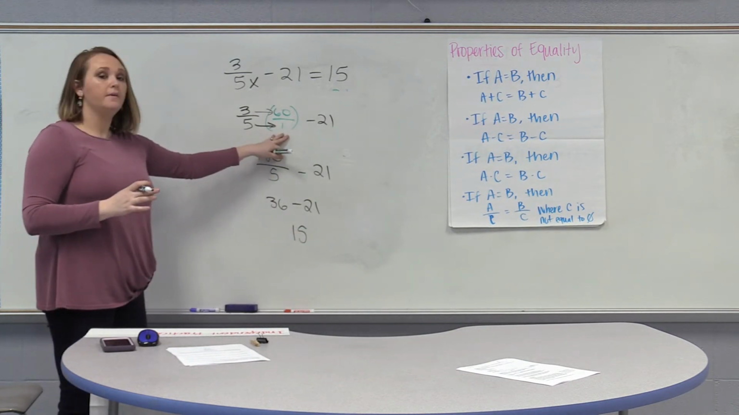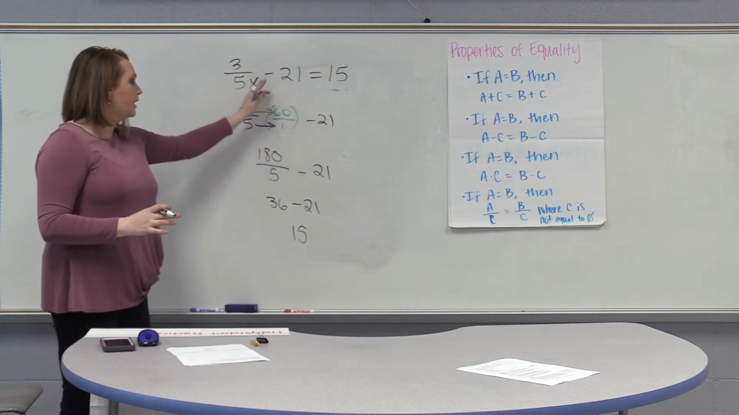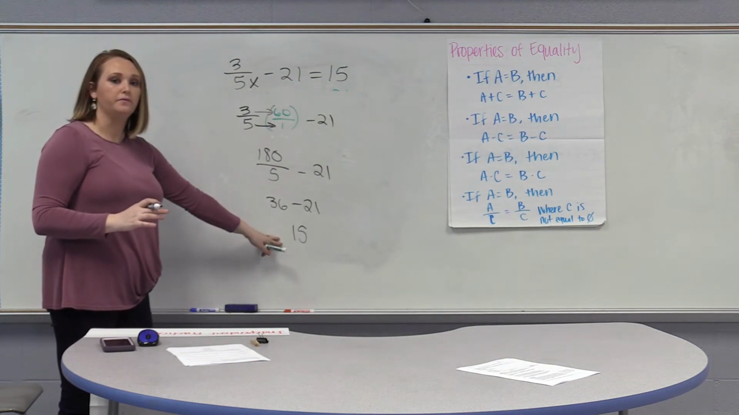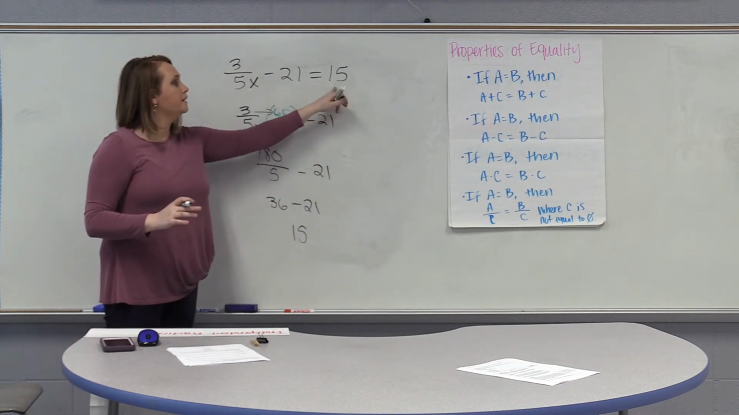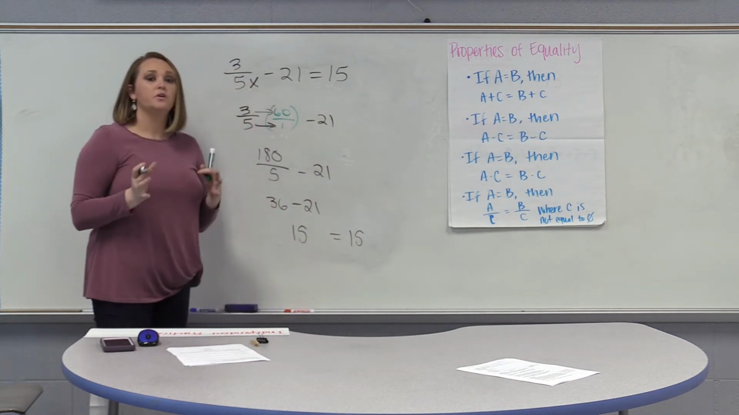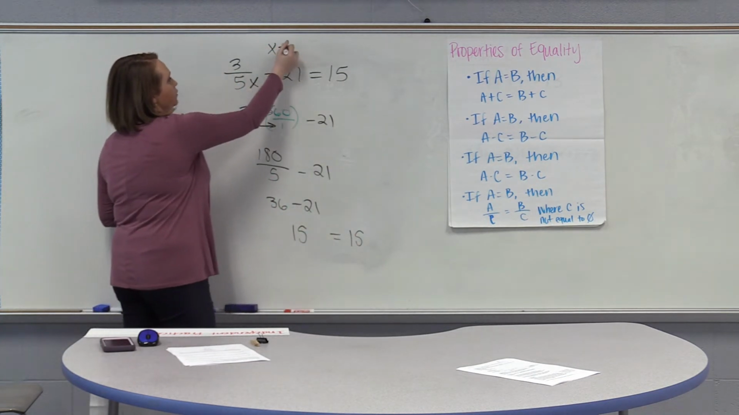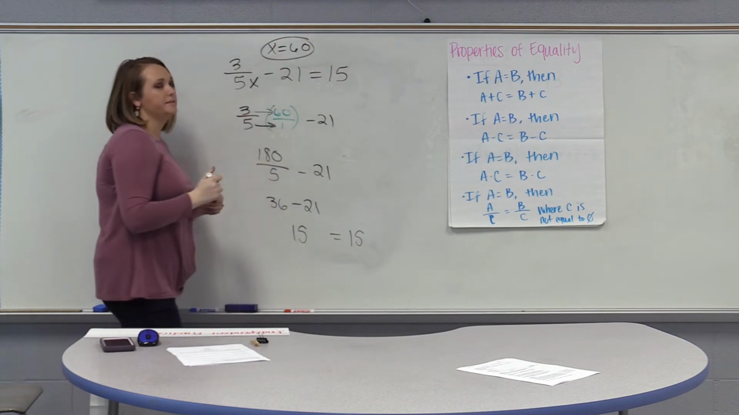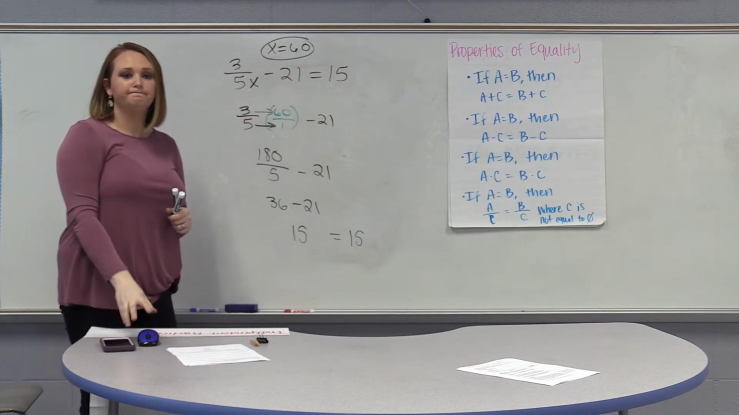So when I plug in the value 60 for x, the left side of the equal sign is equal to 15. As you can see, the right side of the equal sign is also equal to 15. So that tells me that x equals 60 does satisfy this linear equation.